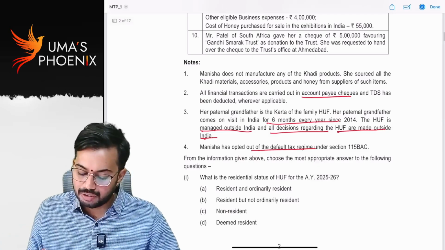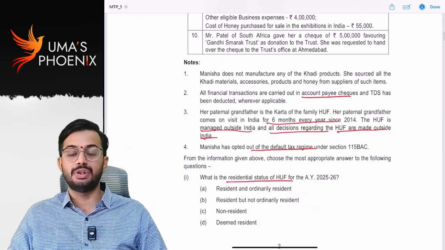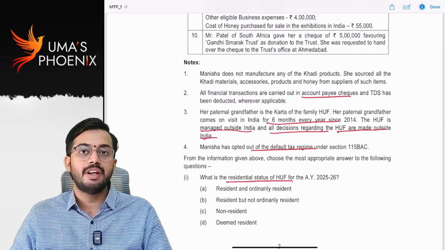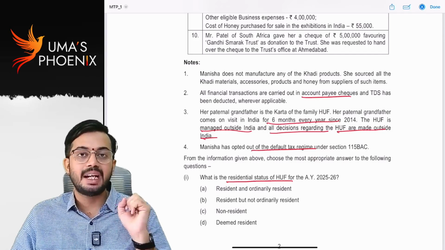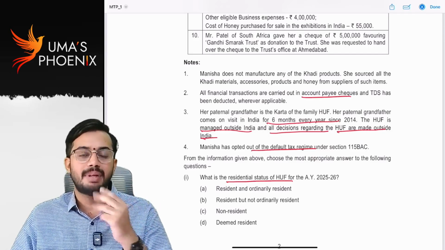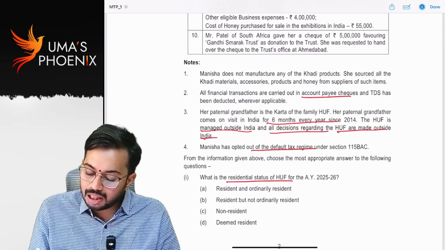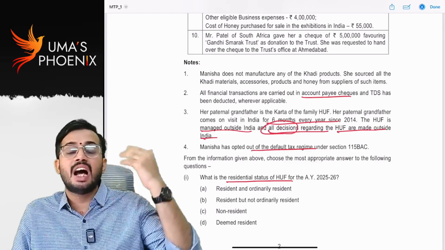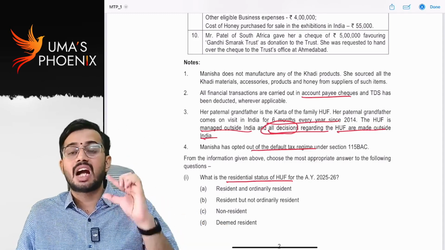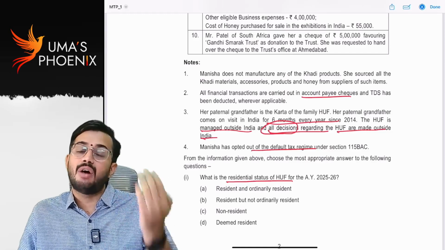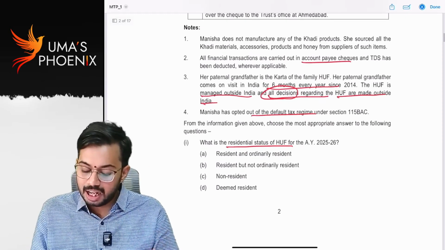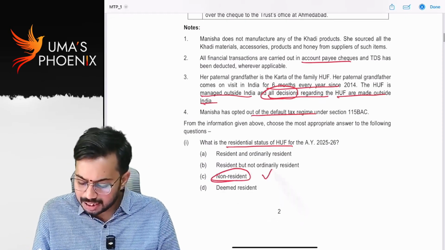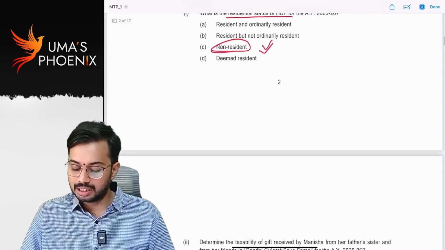So, first question, what is the residential status of the HUF? See, in case of HUF, whether HUF is resident or non-resident is determined based on control and management of affairs. Here all the policy decisions are taken outside India. That means control and management of the HUF is outside India. When control and management of the HUF is outside India, then the HUF will be treated as non-resident. Is it clear? Next, second question.